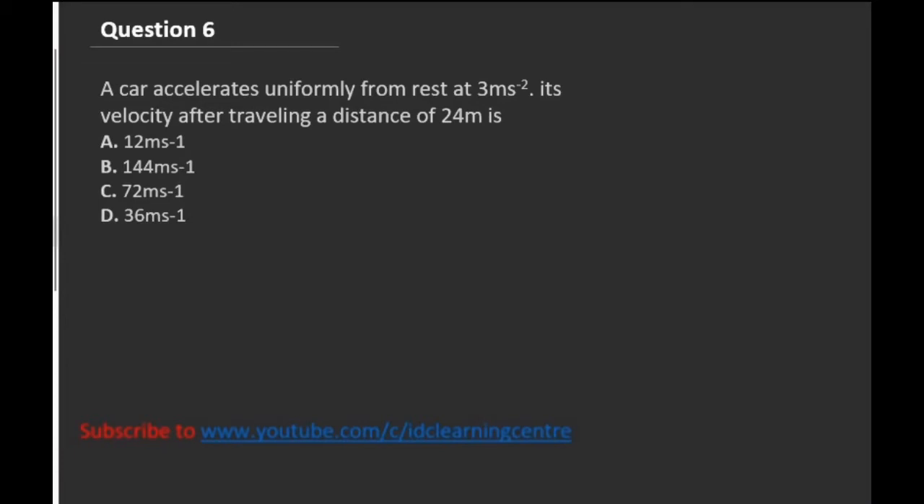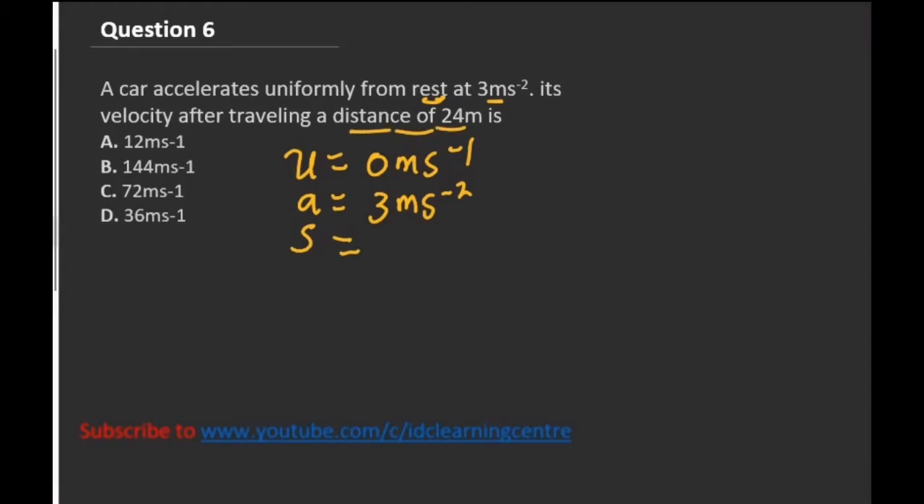In this question, the initial velocity, which is u, equal to 0 meter per second. The acceleration has been given in the question. From rest means 0, but acceleration has been given as 3 meters per second square. Okay? The distance, let's represent it with x, has been given as 24. Look at the distance of 24 meters.